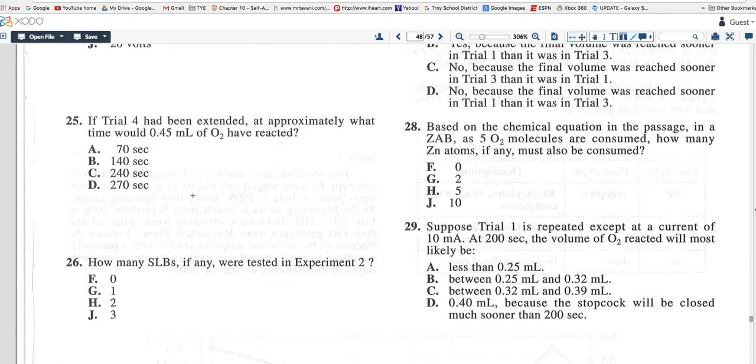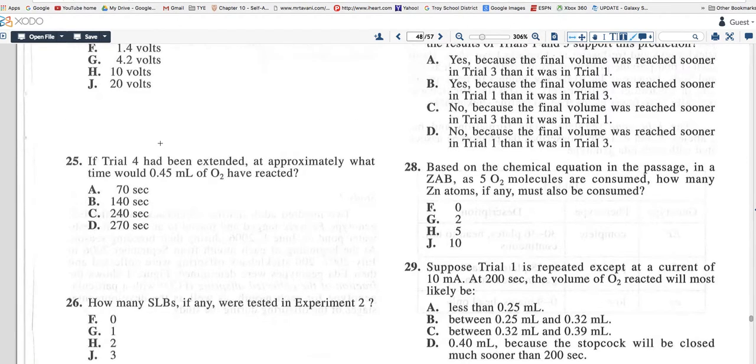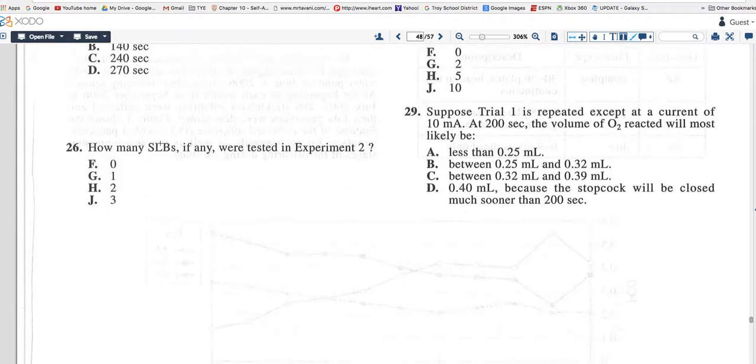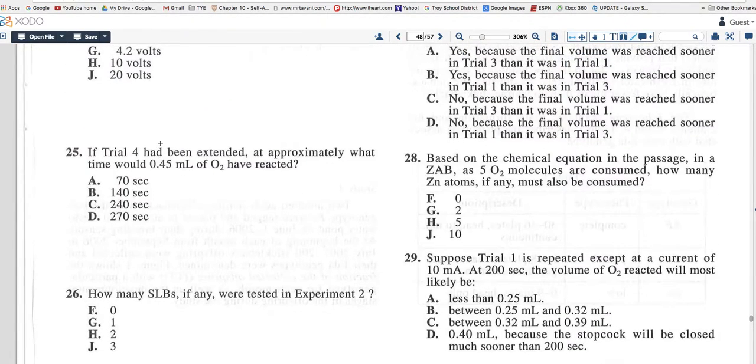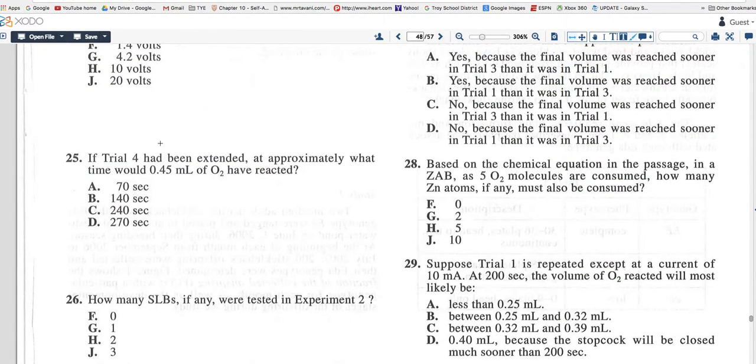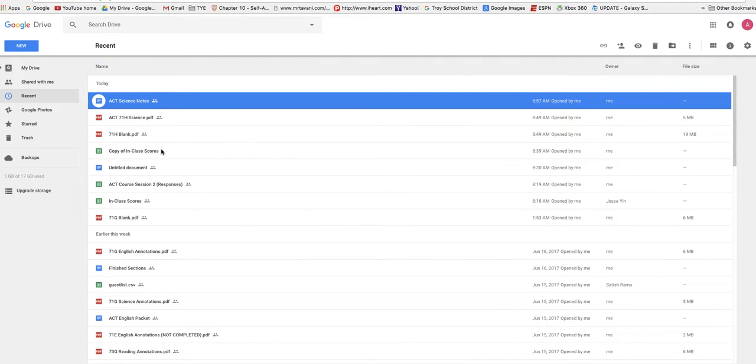25. If trial 4 had been extended, at approximately what time would 0.45 milliliters of O2 have reacted? I want you guys to annotate the rest of this passage and just write down, underline what's important, and find it in the graph. So how you should do that is, let me show you.